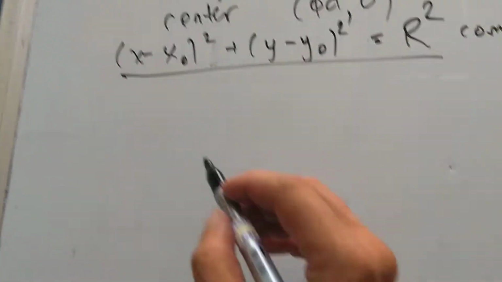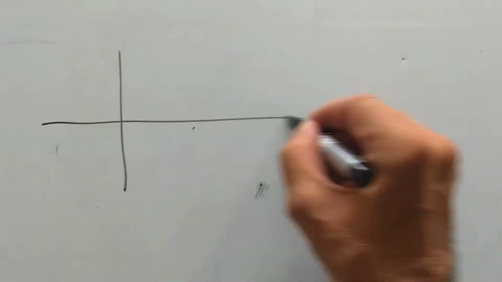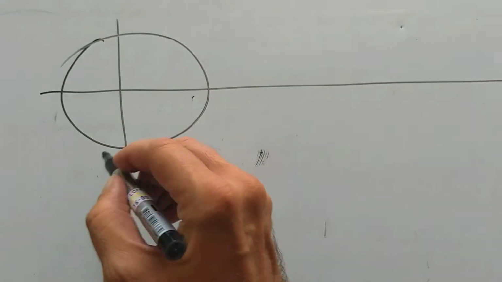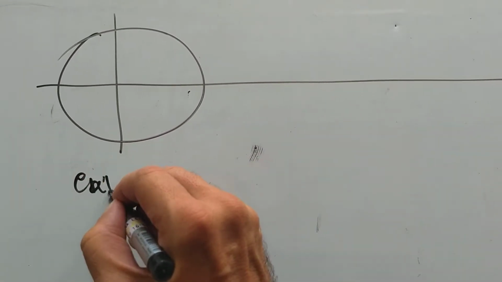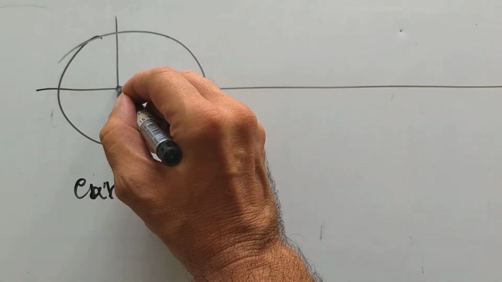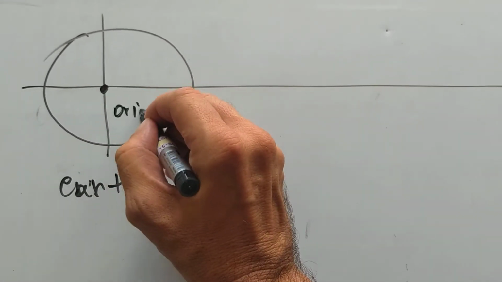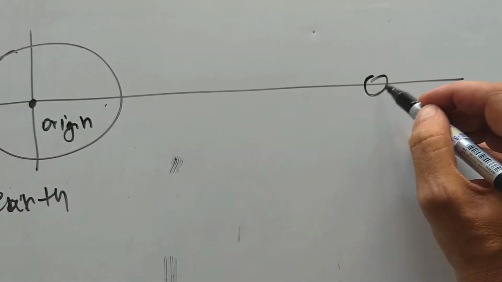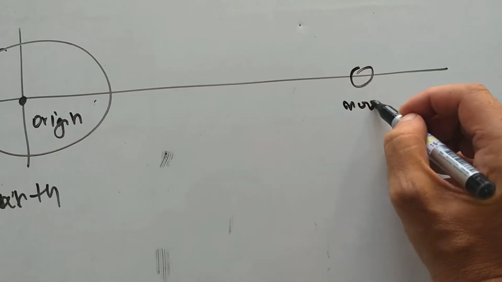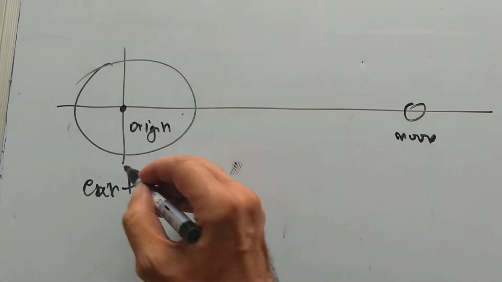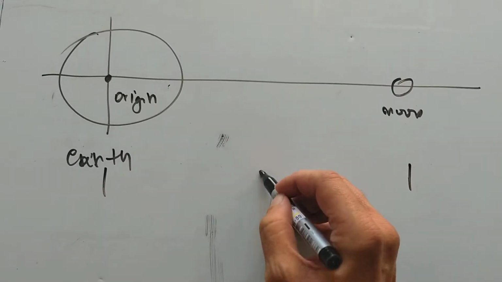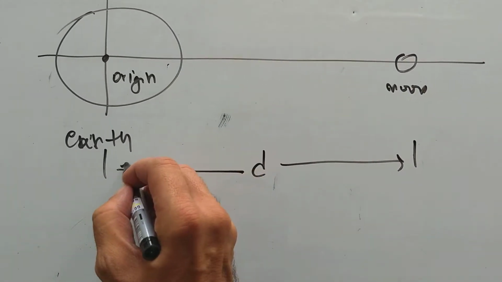Okay, let's try to draw the whole show. What's really going on here? Here's Earth, and here is my origin, and here is Moon. Now, from Earth to Moon, the distance is d.